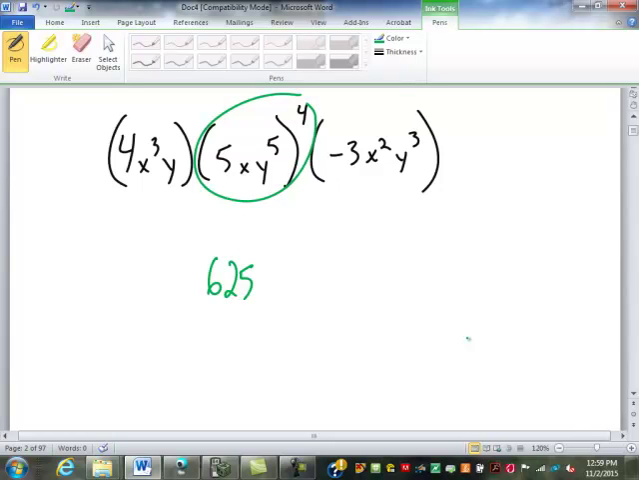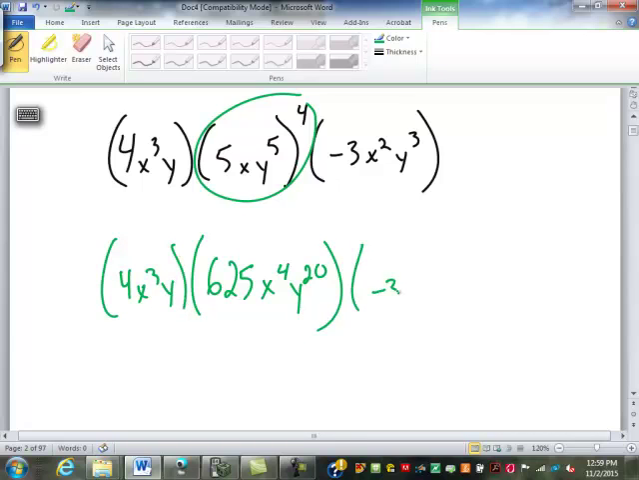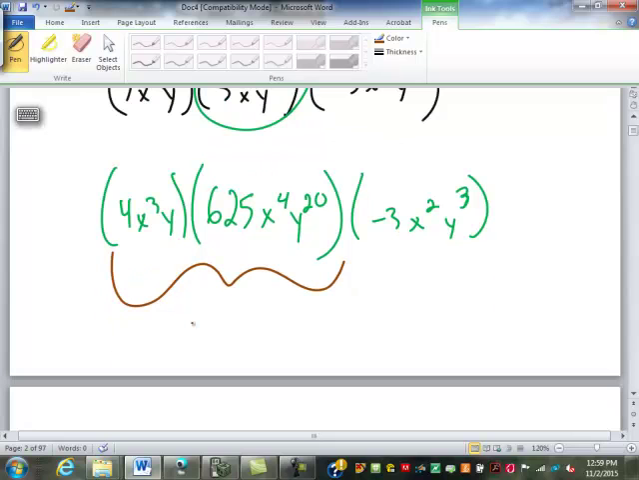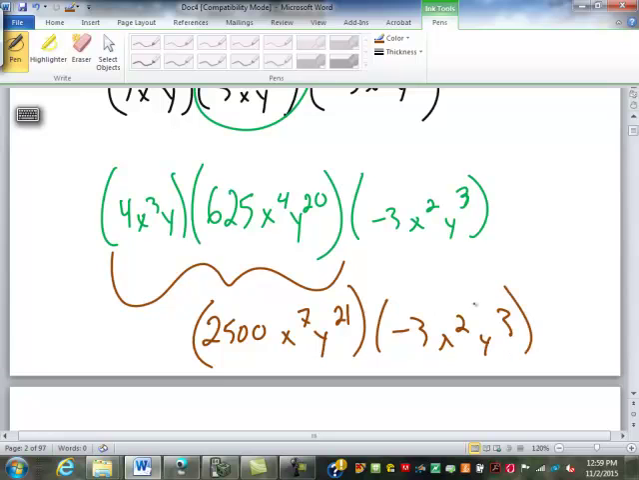So anyway, what's next? X to the 4th, y to the 20th. You got it. So now we have to multiply. This can be kind of a tough one because there are going to be some big numbers. I'm going to start with these first two. What's 4 times 625? 2500. X to the 7, y to the 21. And then that'll be times a negative 3x squared y to the 3rd.